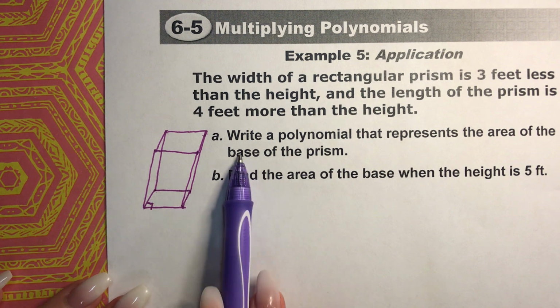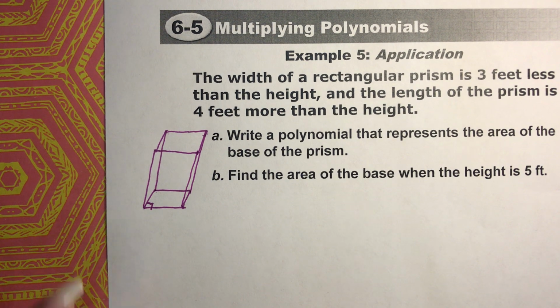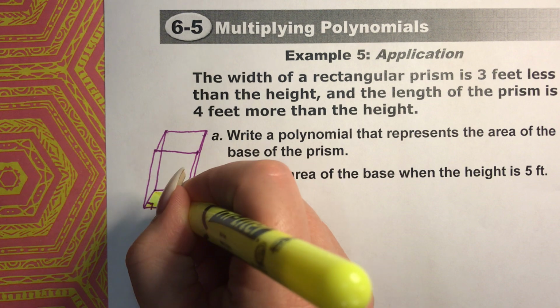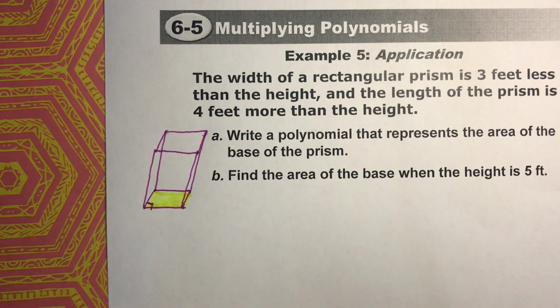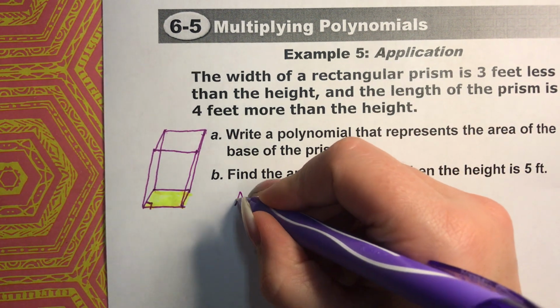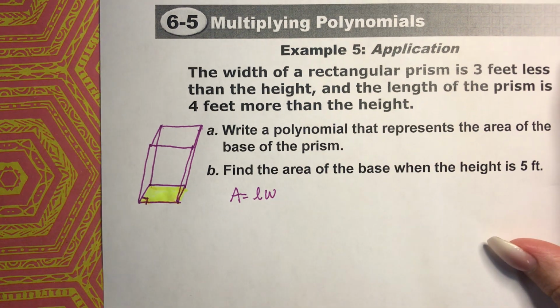So it says, write a polynomial that represents the area of the base. So the area of the base of this is right here. This is the area of the base. So we need to know what shape that is. That is the shape of a rectangle, and the area of a rectangle, area equals length times width. That is what the area is.